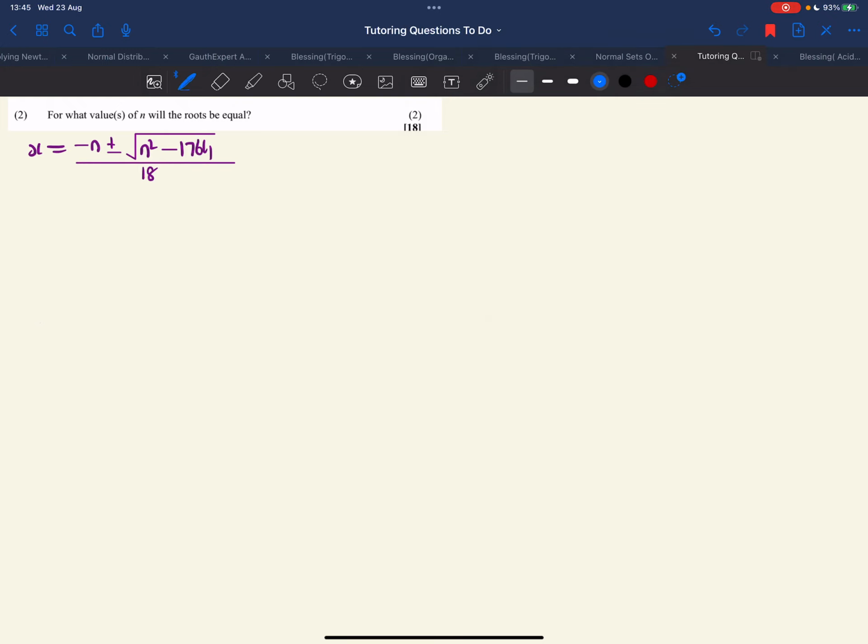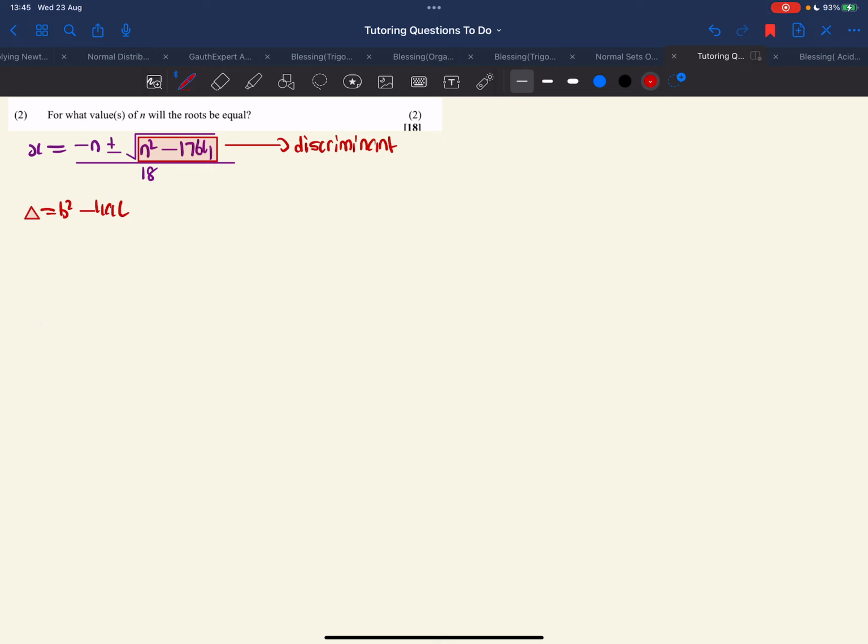Now when they ask for what values of n the roots will be equal, they're basically talking about this thing inside there, which in maths we refer to as the discriminant, right? And the way we normally write it down in maths, we use a triangle like this, which equals b squared minus 4ac.